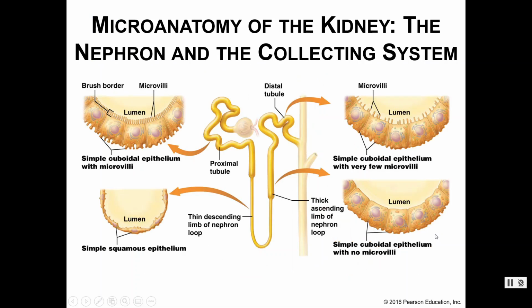I know that was a lot. Just our review slide real quick. We start at the glomerulus, we go through the proximal tubule, we go through the loop, up the distal tubule into the collecting duct. You can see most of these have the simple cuboidal tissue, but a lot of times the descending limb of the nephron loop is simple squamous instead.